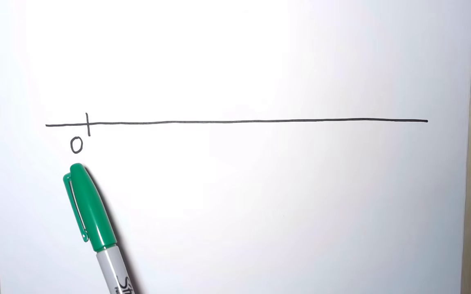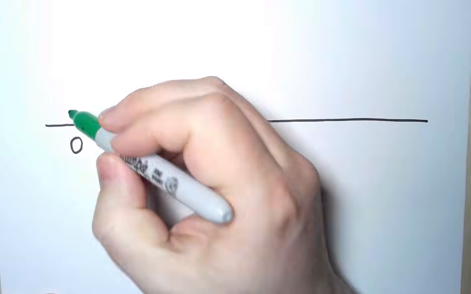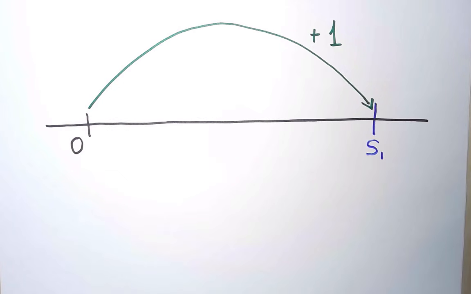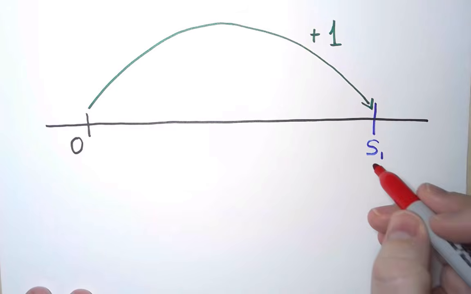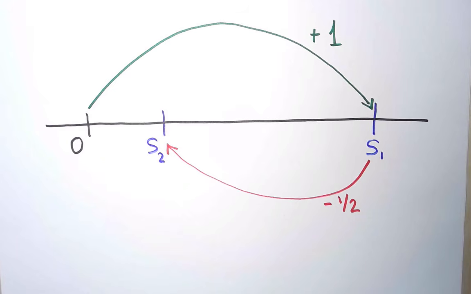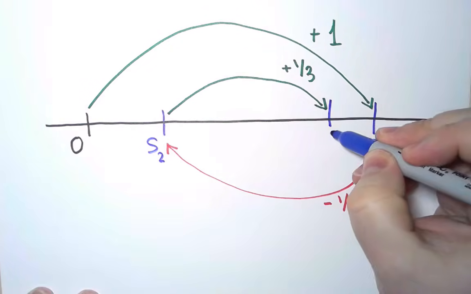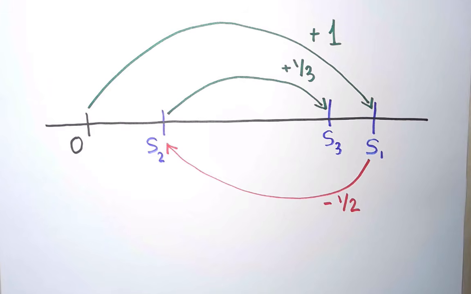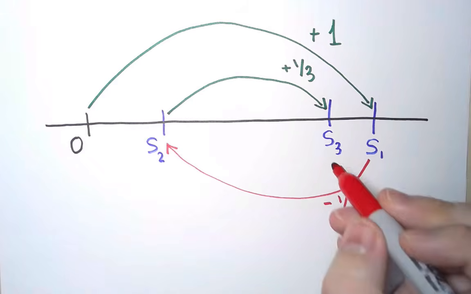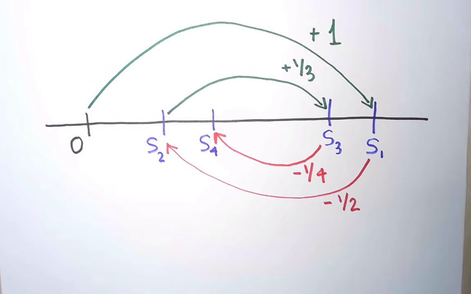I start at 0. First, I add 1. Then I subtract a half. This is not going to be at scale. Then I add 1/3. Since 1/3 is smaller than 1/2, I'm going to end up somewhere between S2 and S1. Now I subtract 1/4. Since 1/4 is smaller than 1/3, I'm going to end up being between S3 and S2. And I keep going.